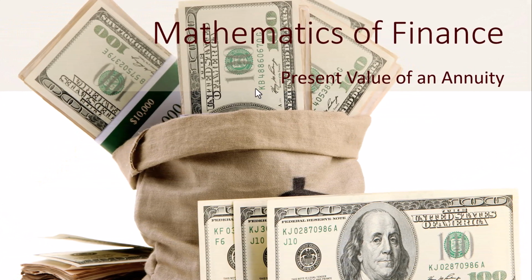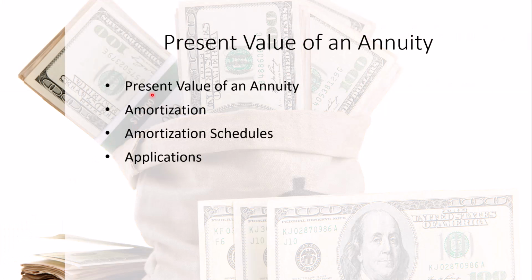Hi everybody, this video is the first of two videos that goes over section 4 of chapter 3, and here we are going to be talking about the present value of an annuity. Specifically, yep, you guessed it, we're going to be talking about the present value of an annuity. Then we are going to talk about this thing called amortization, which is basically the idea of looking at the present value of an annuity from the perspective of a loan.